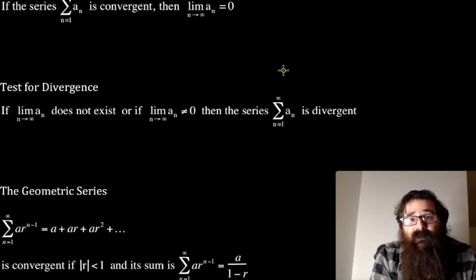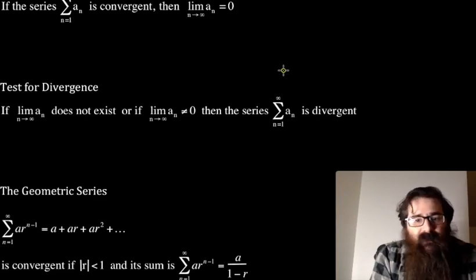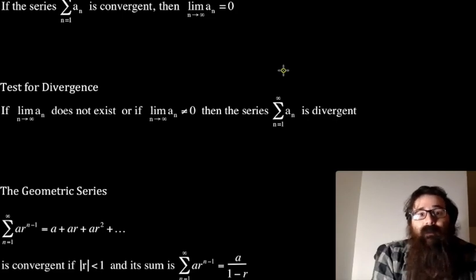The test for divergence says if the limit as n goes to infinity of a sub n does not exist, or if the limit as n goes to infinity of a sub n does not equal 0, then the series is divergent. But I don't want you to take this to mean that, well, if the limit is 0 of a sub n, then it's convergent. Because it doesn't say anything about that. It never will.